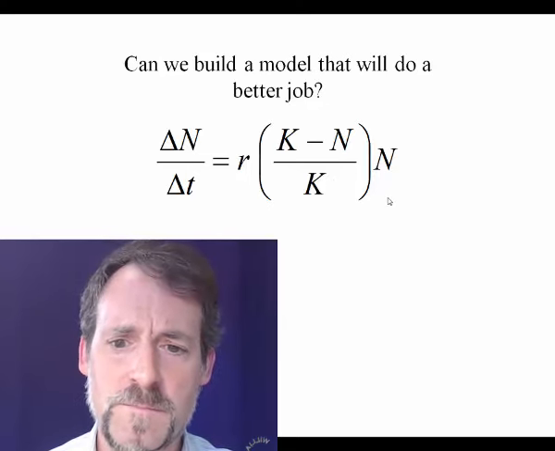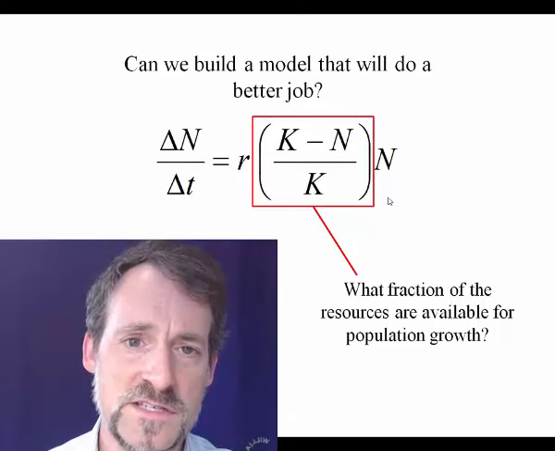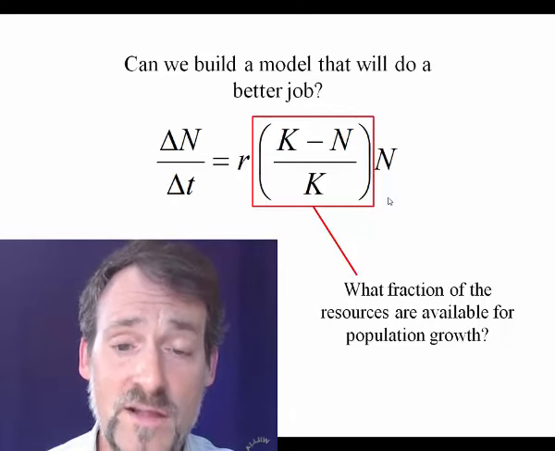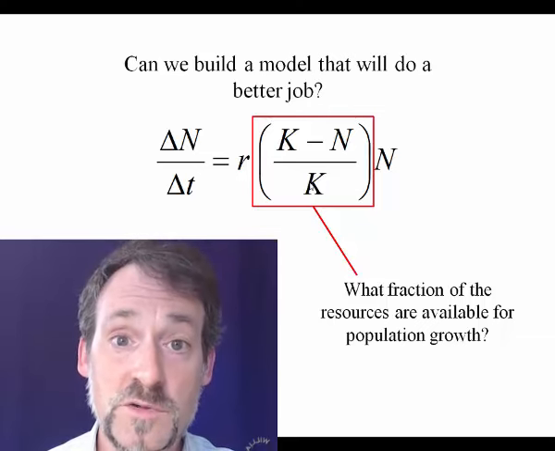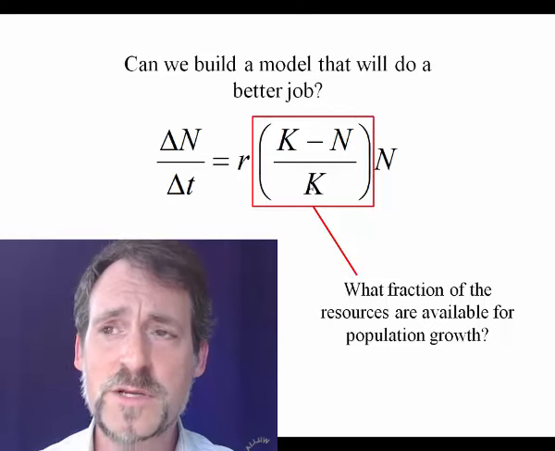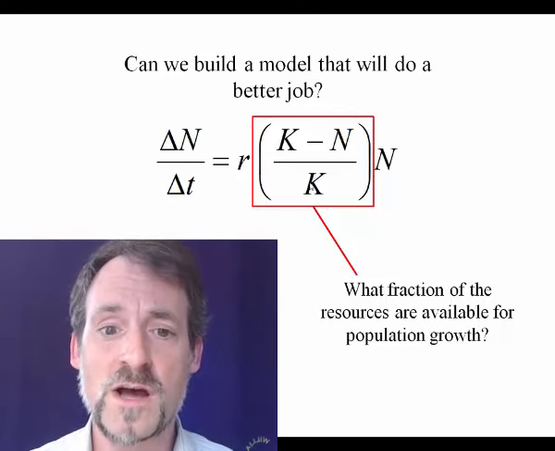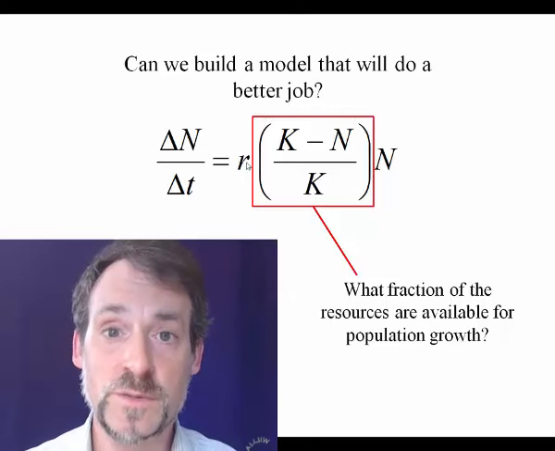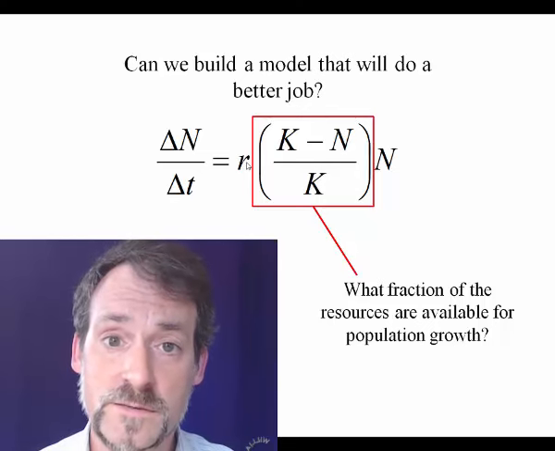What does that mean? Well, again, let's take our gut approach to this and tinker with it to see what it means. Ecologists define this term as the fraction of resources that are available for population growth. In other words, how many resources are there in the environment that aren't used up by individuals just replacing themselves? How much is surplus that can be used to grow the population?